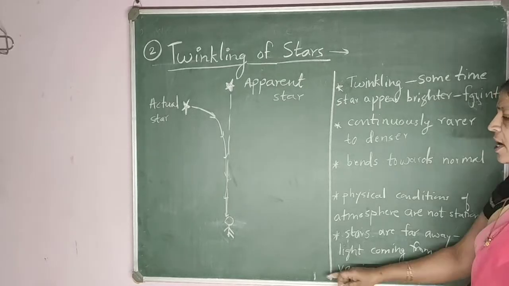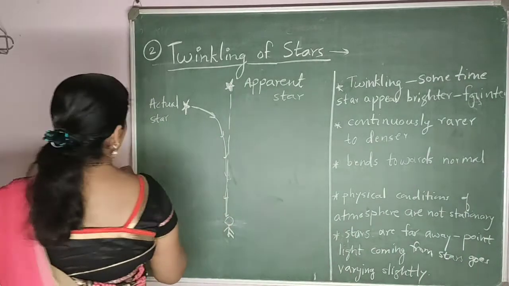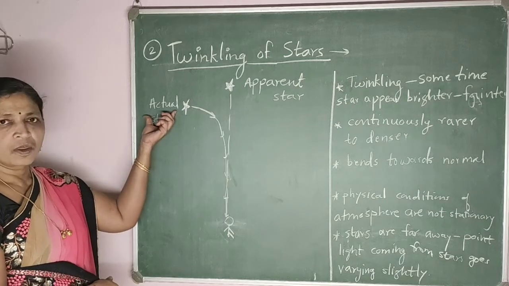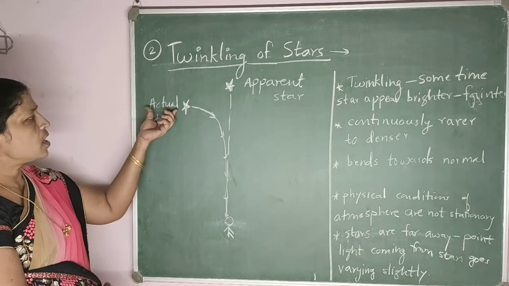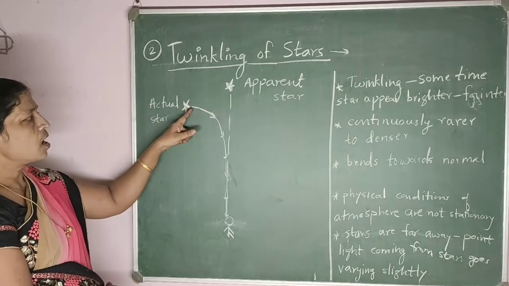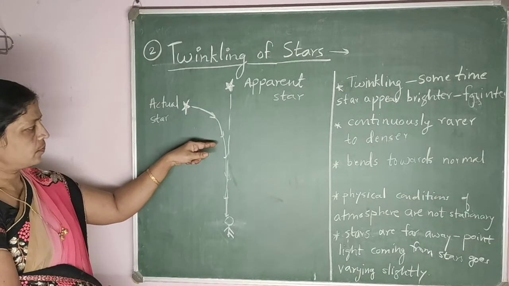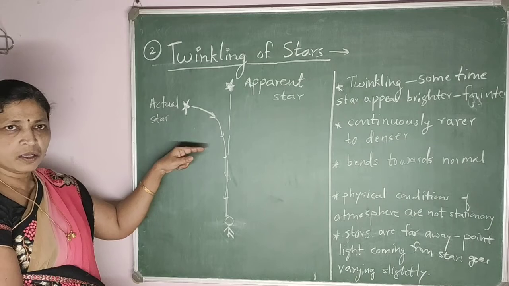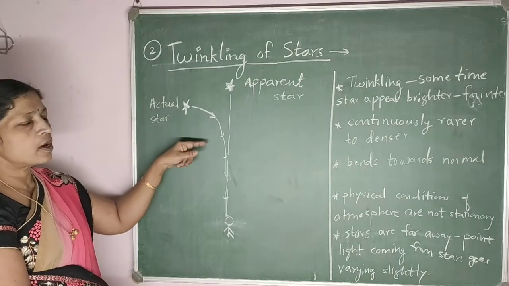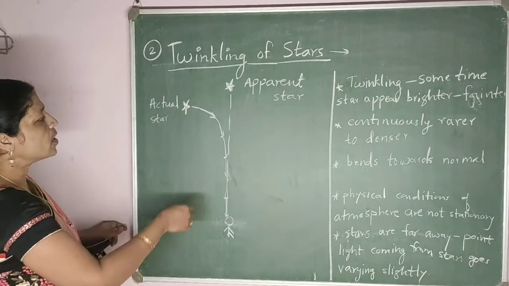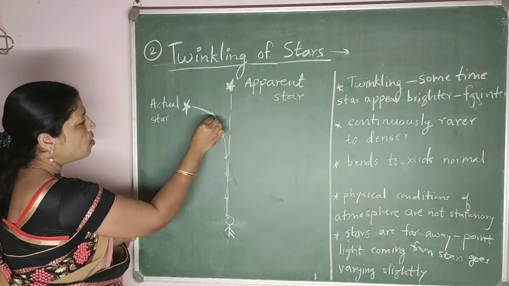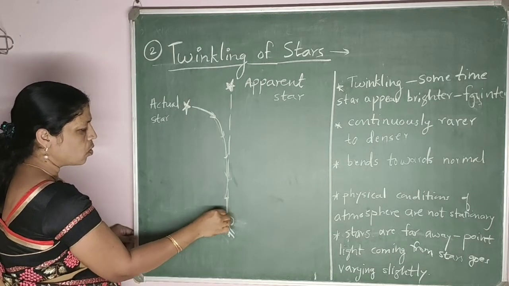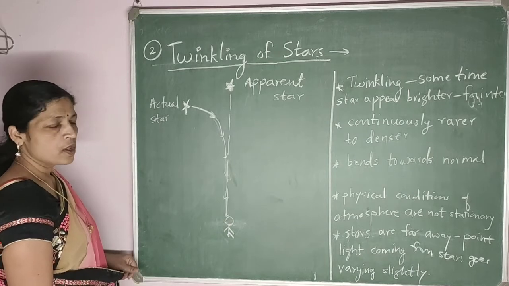So let us see through this diagram. Here we have drawn the star, actual star. The actual starlight is coming from the star and entering into the atmosphere. And in the atmosphere, the layers of the air are from rarer to denser, so the light always bends towards normal. It bends always towards normal due to different layers.